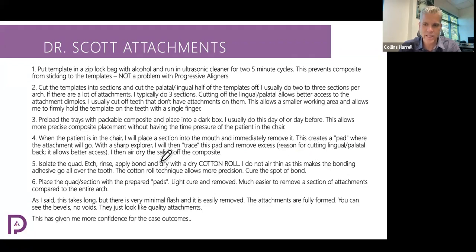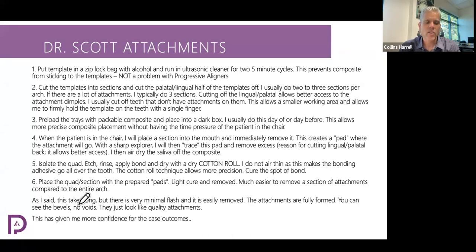So now that composite has a custom pad inside of it. Then he isolates the quadrant, etches, rinses, applies bond, dries with a cotton, places a cotton roll. He says, I do not air thin as this makes the bonding adhesive go all over the tooth. I'm going to give you my suggestions in a minute. I do air dry that, but I'm going to go with what he's written here for now. He says the cotton roll technique allows more precision, cure the spot of bond. Okay, so he's drying it with a cotton roll rather than with air.